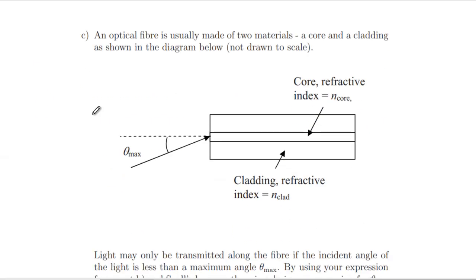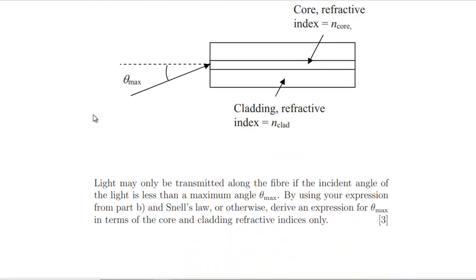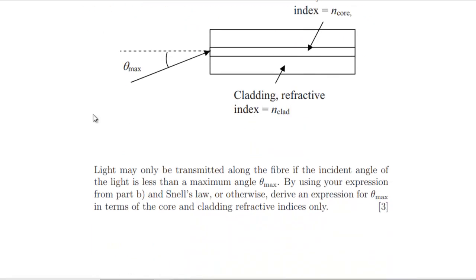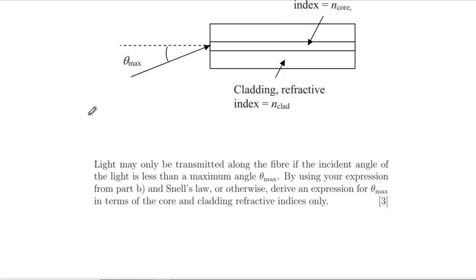Right, it looks like it's kicking up a notch. Optical fibre is usually made of two materials, a core and a cladding. Okay, so yeah, we've got the core, we've got the cladding. Wonderful. Light may only be transmitted along the fibre if the incident angle of the light is less than some theta max. Right, by using your expression from part B and Snell's law or otherwise, describe an expression for theta max in terms of the core and cladding refractive indices only.